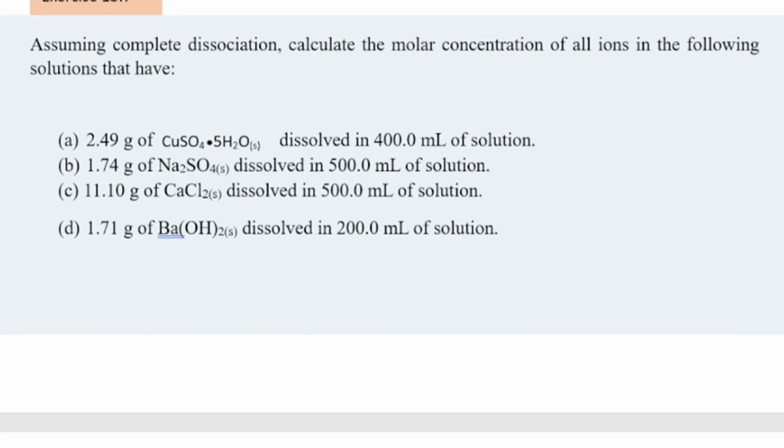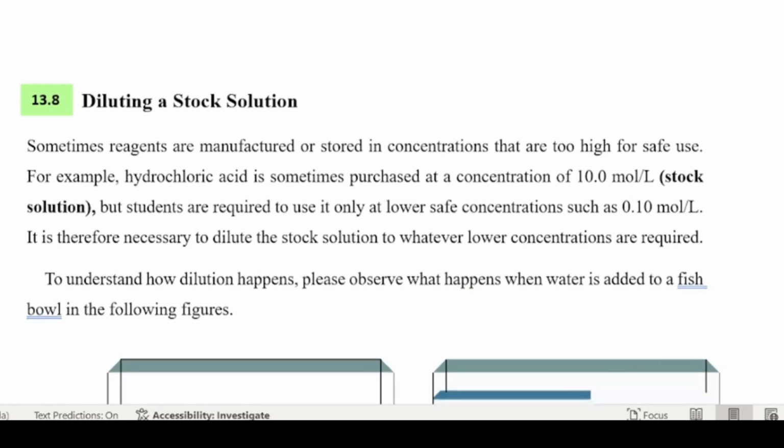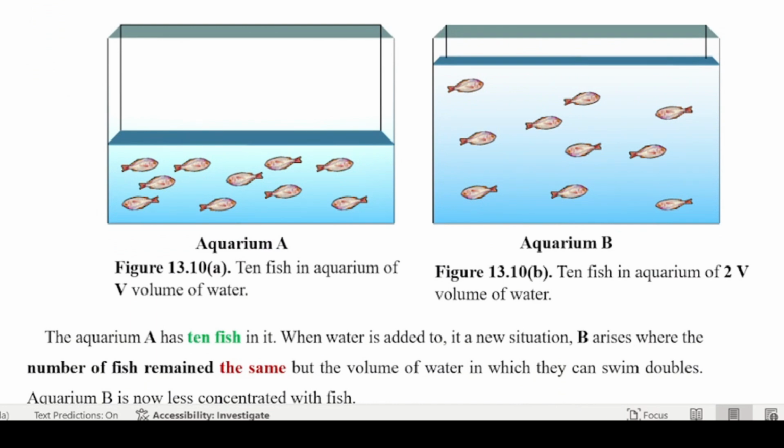All right, practice those. What happens when you dilute a stock solution? Let's look at these 2 aquariums here with goldfish inside. In this aquarium here, we have 10 fish inside and a volume of water V. Now we double the volume of water to make it 2V, with the same number of fish inside, right? So the fish have a bigger place to swim.